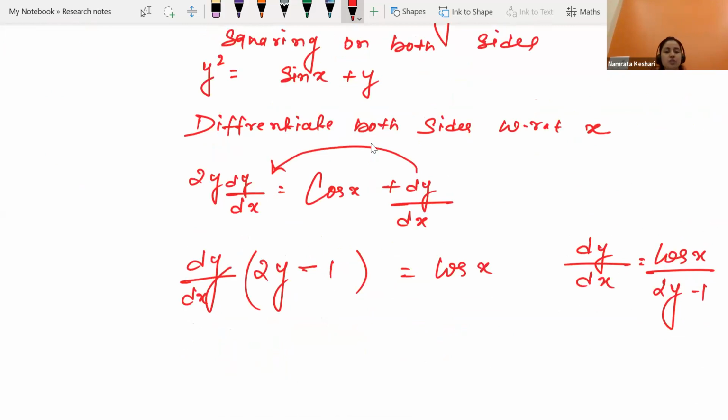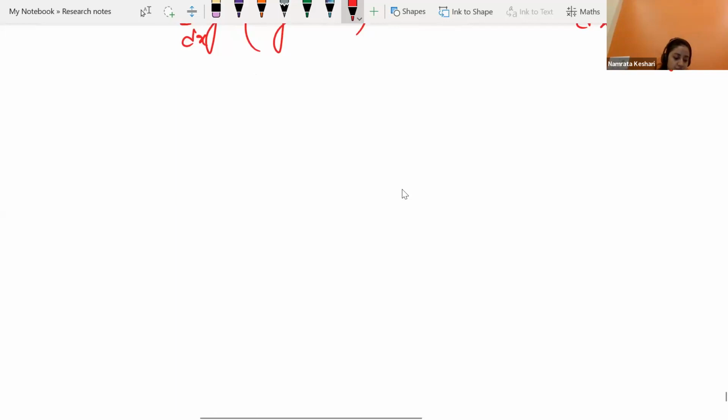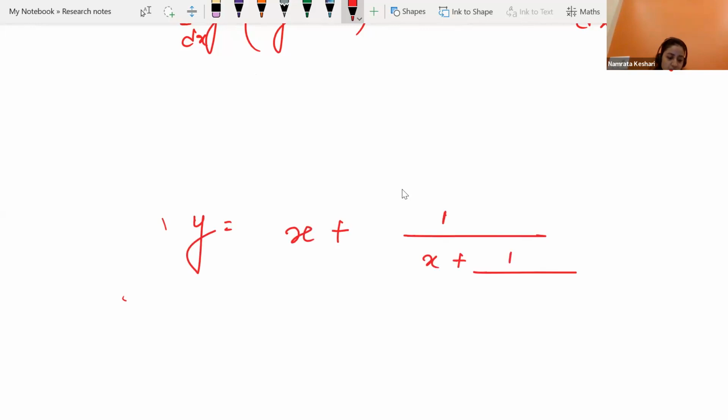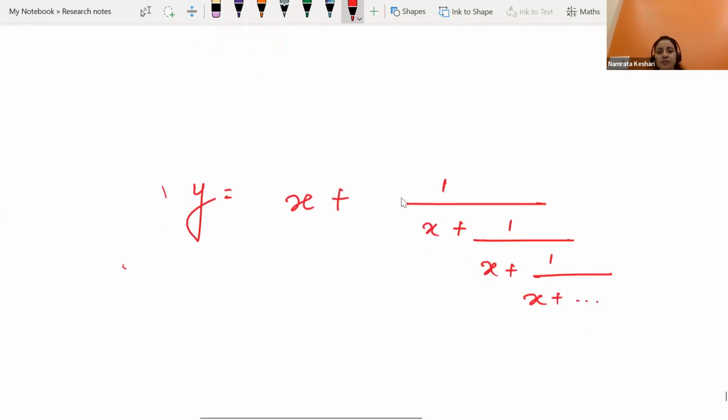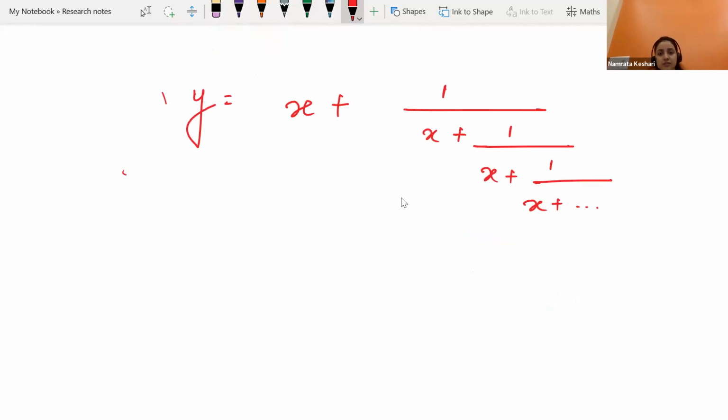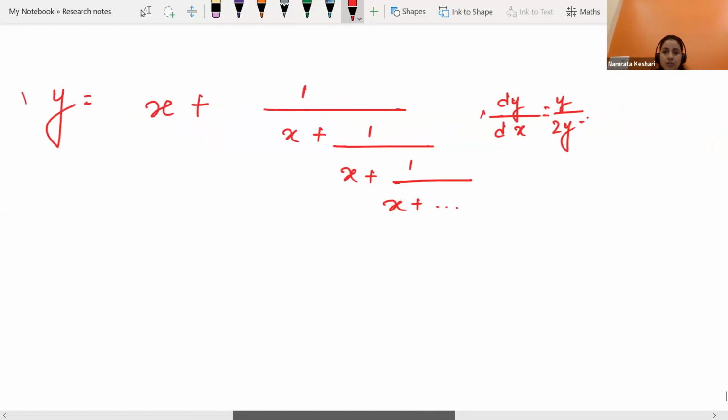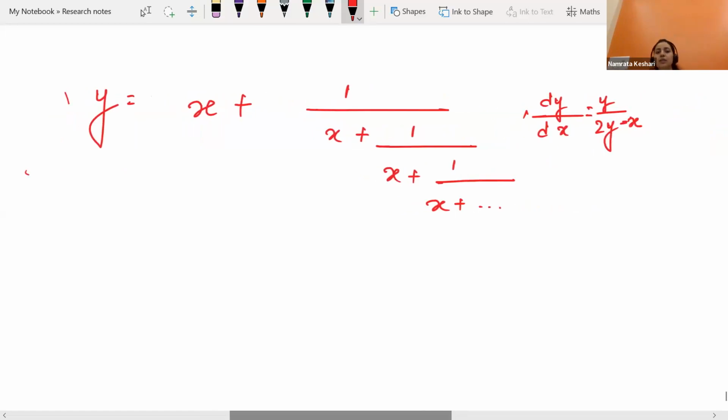Let me give you a few questions which are like this. y is equals to x plus 1 by x plus 1 by x plus 1 by x plus dot dot dot. Here we have to show that dy over dx is y by 2y minus x, and we'll be discussing it.